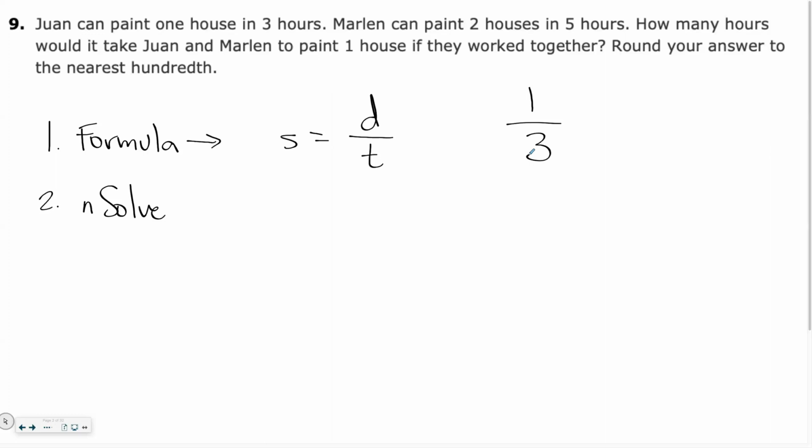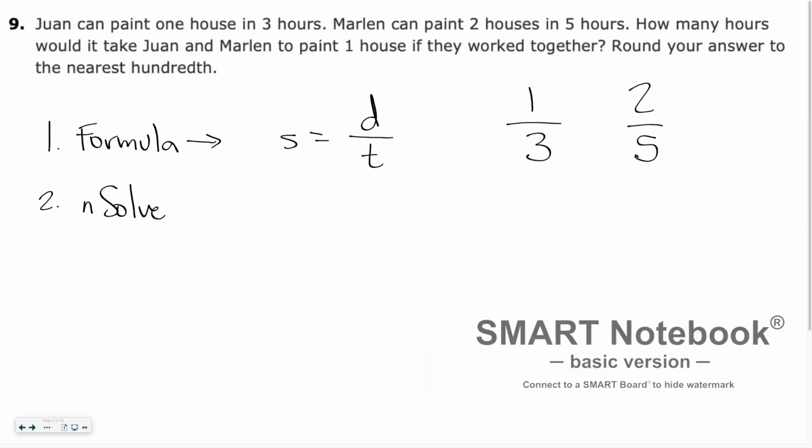Now it just changed to a whole new person. Marlene can paint 2 houses in 5 hours. So what is 2 houses, the speed, the distance, or the time? Distance. 2 houses, and she does it in 5 hours. How many hours would it take for Juan and Marlene to paint one house if they work together? If you're working together, what does it mean about my 2 fractions? They're adding. So we add these together.